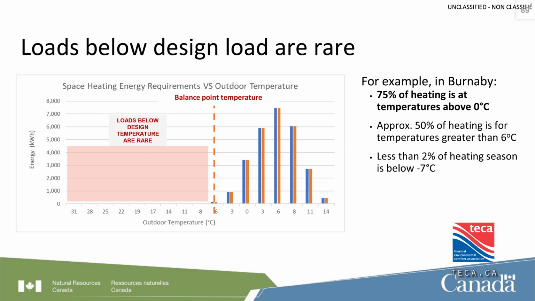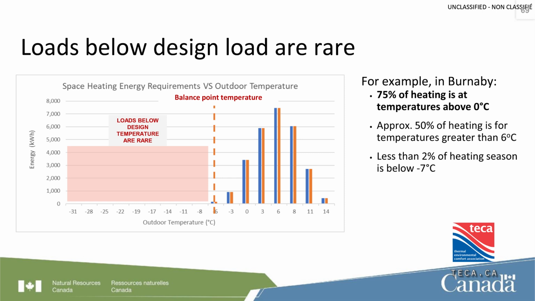Here's a graph showing the energy consumption over the course of a year for this area. As we can see here, 75% of the heating is at above 0 degrees C. This is during the whole year, the total energy needed for heating the home. What we're trying to show is that, depending on the cutoff temperature, the heat pump can be pretty well fully responsible for heating the home. It can meet almost all of the needs.